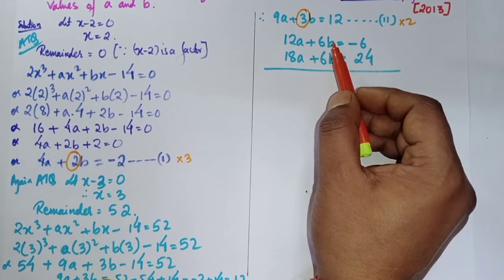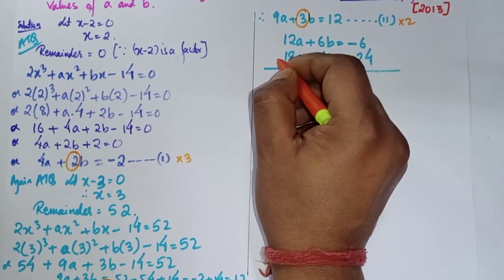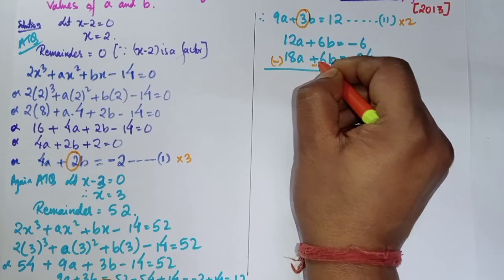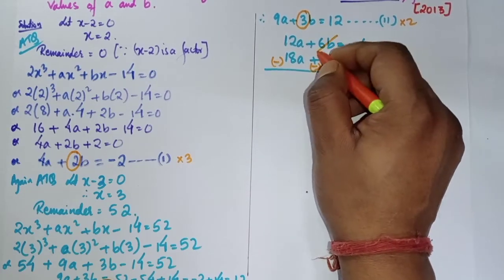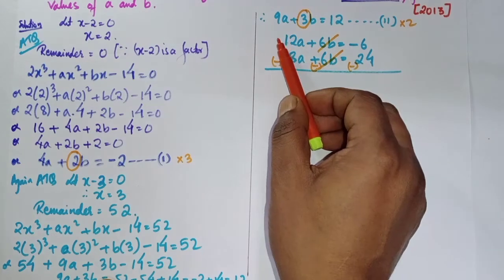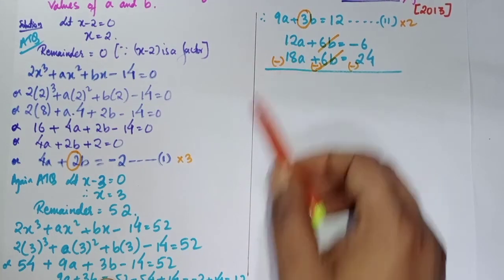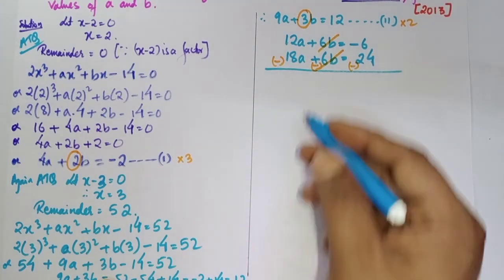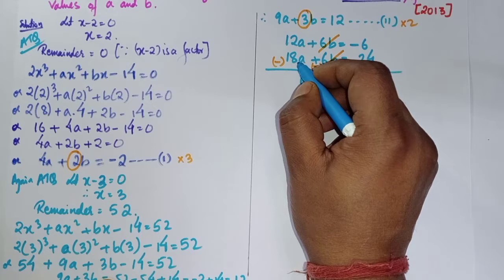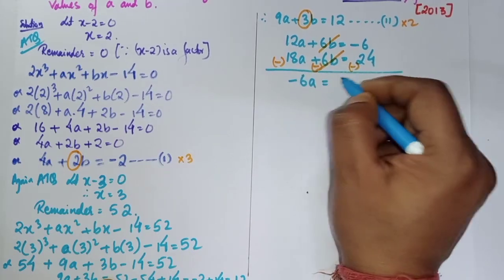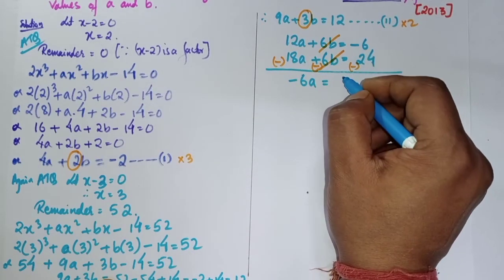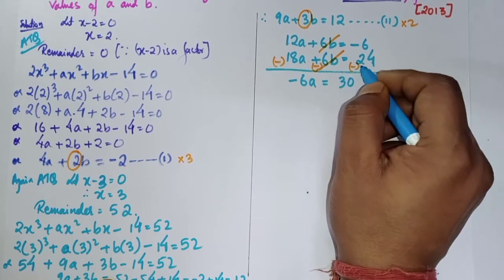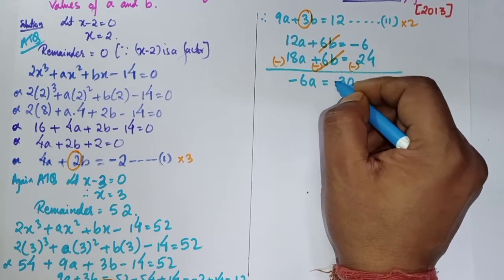Will it get cancelled? No. So I have to change the sign. Plus opposite will be minus, plus opposite will be minus. These two will get cancelled. So 18 minus 12 will be how much? 6a. Equals 24 minus minus 6, which is plus, so 24 plus 6 is 30.